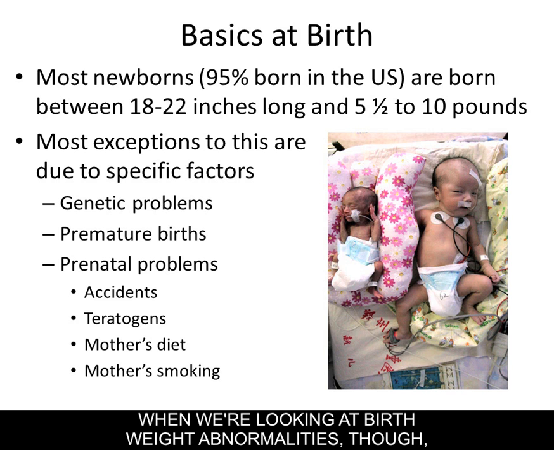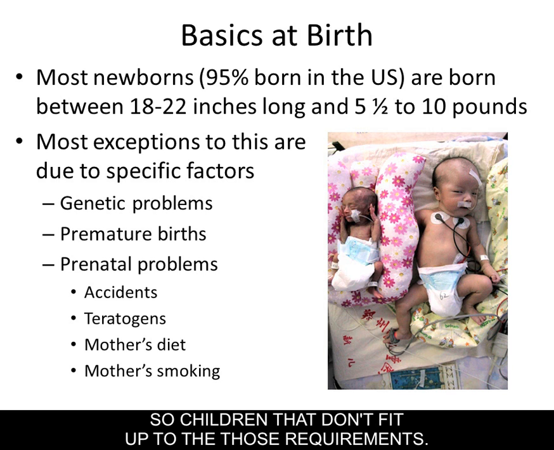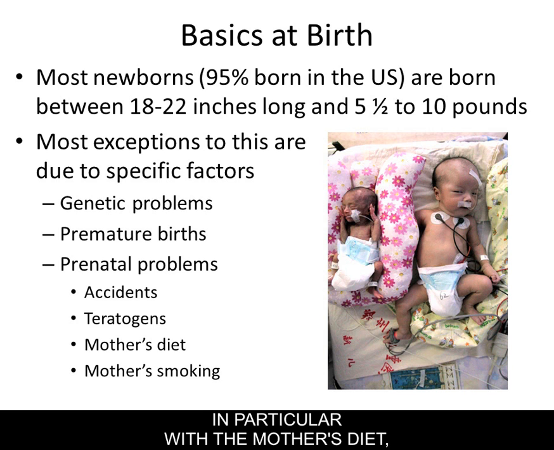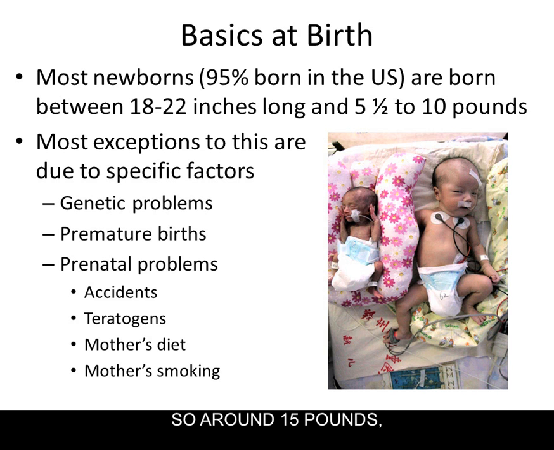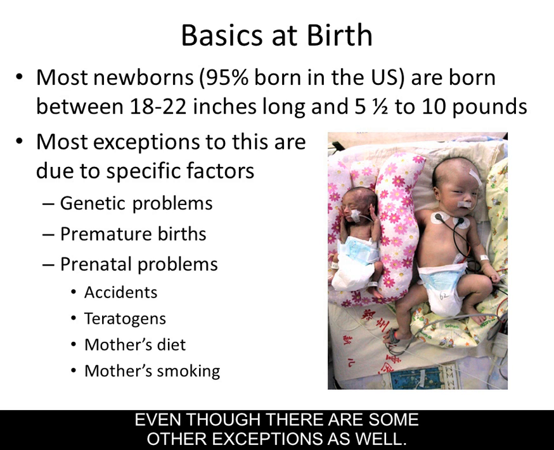Most of the time when we're looking at birth weight abnormalities, though, we're talking about births that are underweight, so children that don't fit up to those requirements, so children that are born below 18 inches and below 5 pounds. But in some rare instances, in particular with the mother's diet, we can see moments where children are actually much heavier than they should be, so around 15 pounds. And that's primarily a product of genetics and the mother's diet, very often, even though there are some other exceptions as well.